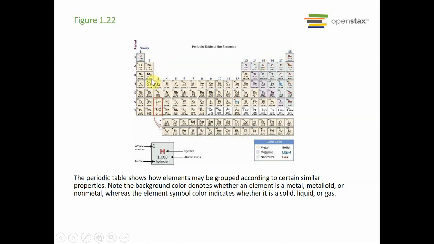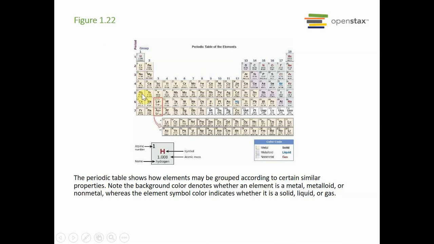It was only later that scientists, through X-ray emissions, came up with this number, the atomic number, and realized that it corresponded to the number of protons within the nucleus, and constructed the periodic table based on the atomic number. But that's what we have today. And this periodic table shows how elements may be grouped according to certain properties.